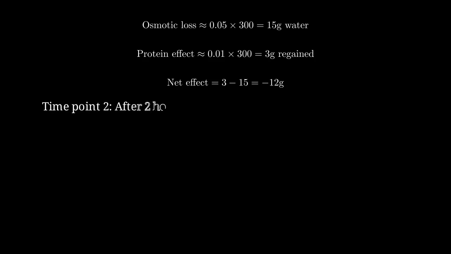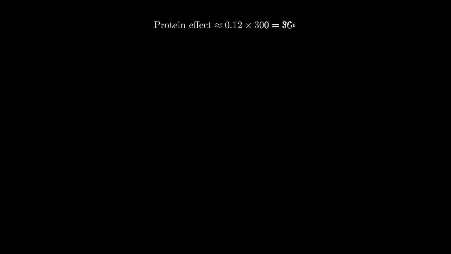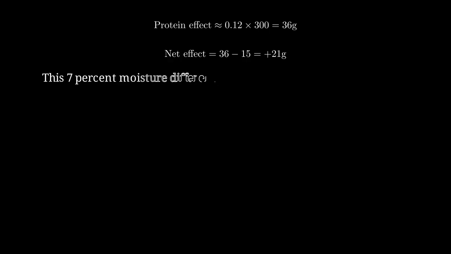Now let's see what happens after waiting 2 full hours. The osmotic loss plateaus at the same 15 grams, no additional loss. But protein denaturation is now fully active, creating 12% additional capacity. That's 36 grams. Net effect is 36 minus 15, giving you positive 21 grams, a gain of 7% moisture. That 7% moisture difference is absolutely massive for the final eating quality and juiciness of your steak.